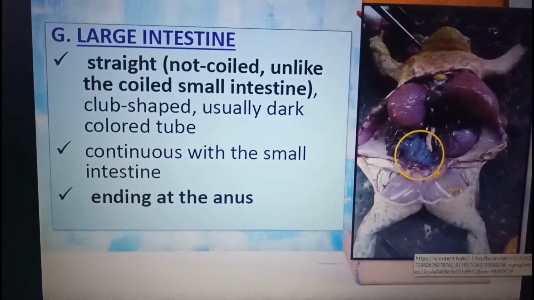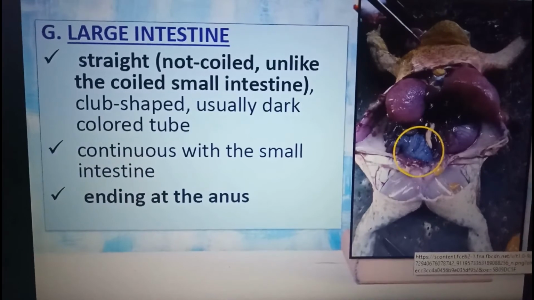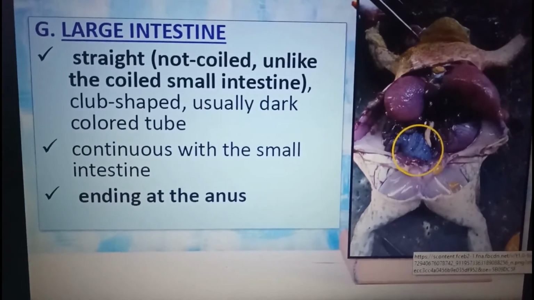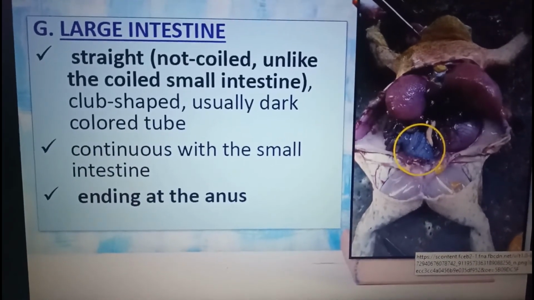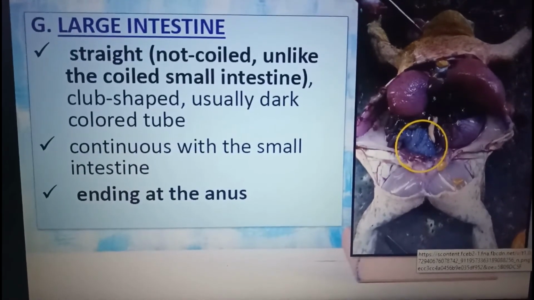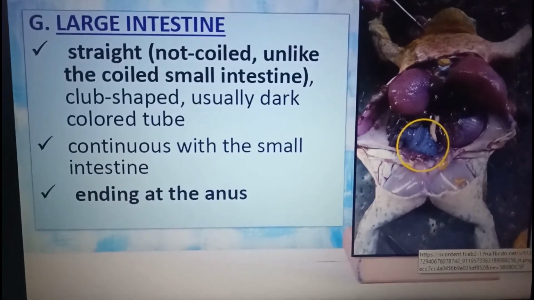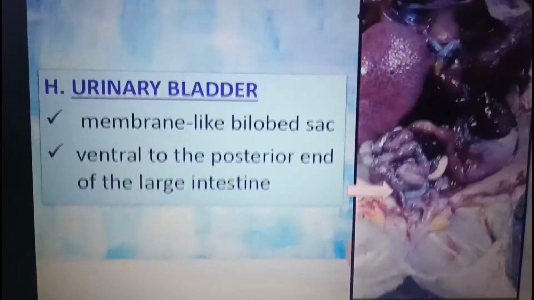So the large intestine is where the wastes are deposited, and for it to reach the anus to be excreted out of the body, it undergoes a series of peristalsis, or muscle contractions, for the stool or the waste to move onto the anus and outside of the body.